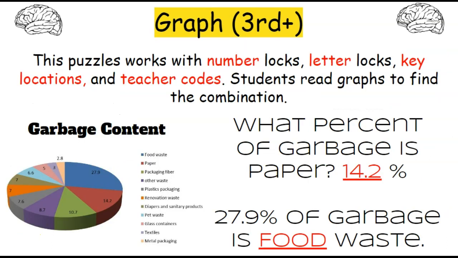Graph puzzles are appropriate for third grade and up. They are mental type puzzles, so they will work for digital or physical breakouts. This puzzle works with number locks, letter locks, key locations, and teacher codes. Students read graphs to find the combination. So for this first one, what percentage of garbage is paper? Leave that blank, and that could give you your 3-digit lock. And then over here it says 27.9% of garbage is blank waste. So if they use the chart, they could figure out that was supposed to be food waste. So food could be your letter combination, your teacher code word, or your key location.